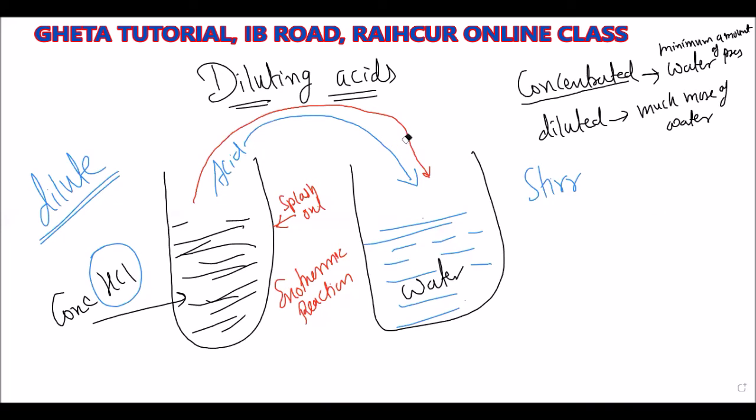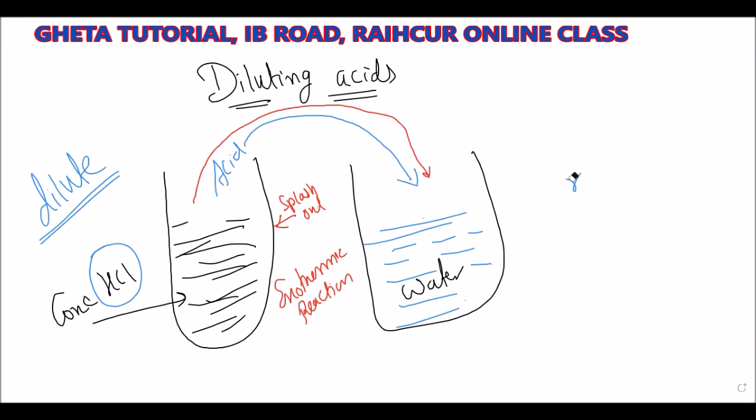Here there is one question they will ask based on this. Do you understand what concentrated acid is? Concentrated acid has a minimum amount of water present. And what about dilute acid? It has a maximum amount of water, much more water present in it. That is the difference between concentrated acid and dilute acid.